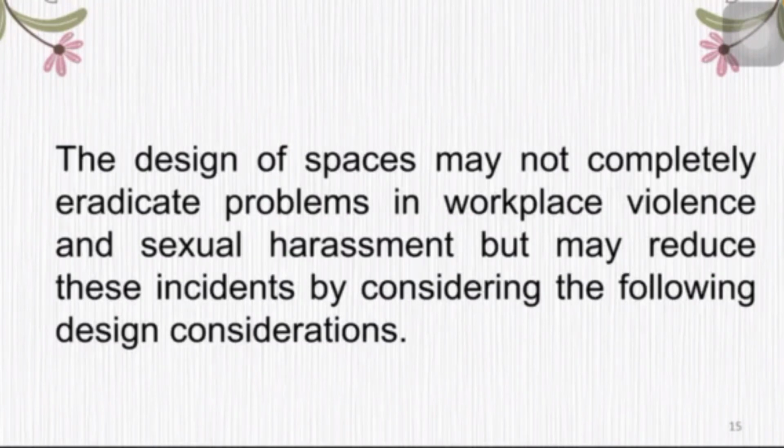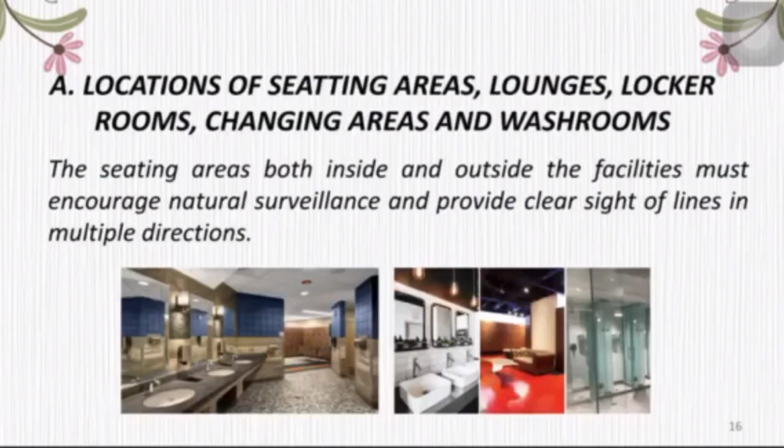The design of spaces may not completely eradicate problems in workplace violence and sexual harassment, but may reduce these incidents by considering the following design considerations. First would be the location of sitting areas, lounges, locker rooms, changing areas, and washrooms. The sitting areas, both inside and outside the facilities, must encourage natural surveillance and provide clear lines of sight in multiple directions.